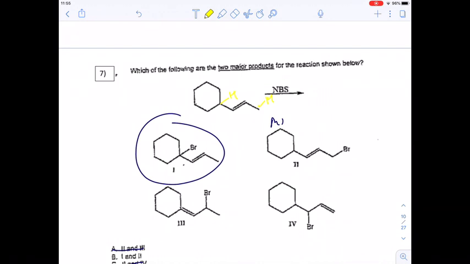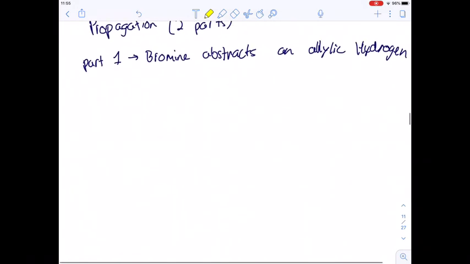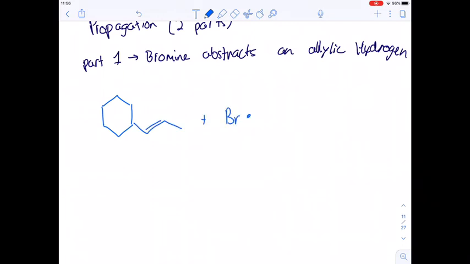So, as we can see, there's two allylic hydrogens on our starting material. You have one here and here. In general, it's more favorable to abstract the more highly substituted hydrogen because that will give you the more highly substituted radical. So that's what we're going to do.